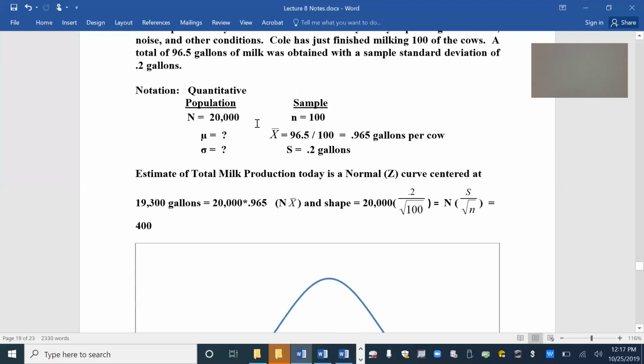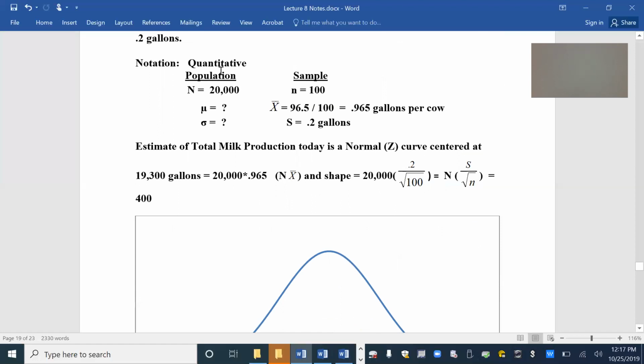All right, so what do we know? I went out and asked each cow, pardon me, cow, doctor's orders. I milked 100 cows at random, right? And I got back an amount of milk that each of these cows produced. There are 20,000 cows in the population. It is quantitative data. Will I ever know mu? Yes, I will know mu, because I'm going to do a census today, twice. And will I ever know sigma? Yeah, I could calculate that.